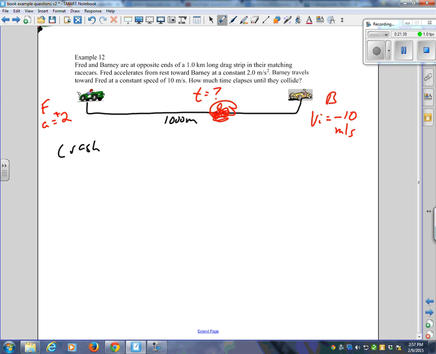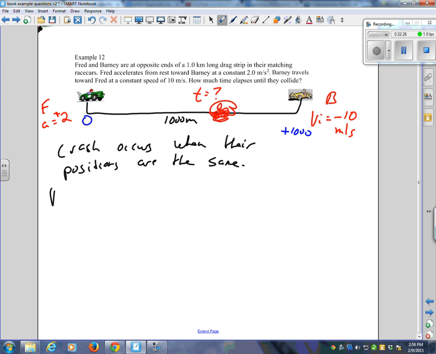Here's the key idea. The crash occurs when not the times are the same, positions are the same. When they are in the same position at the same time, that's going to be a problem. Right? Okay, so I highly recommend you label one end, and I like to go with the left end as 0, and the right end at plus 1,000. So Fred's initial position is at 0. Fred's over here on the left. And Barney's initial position is at plus 1,000.